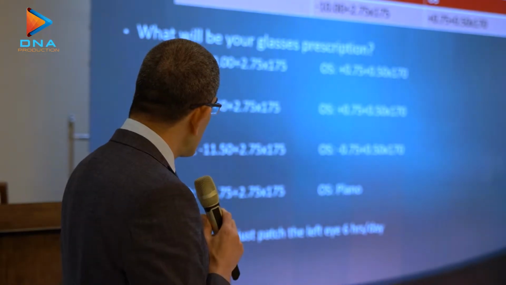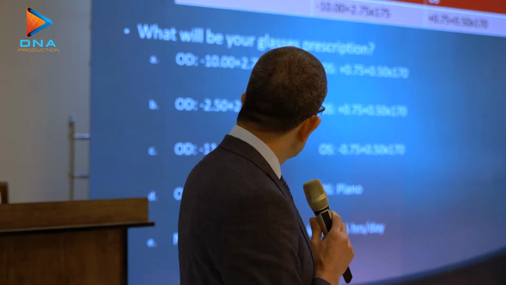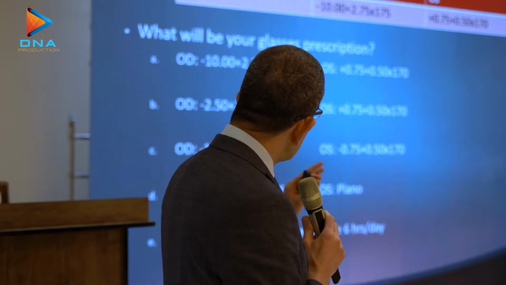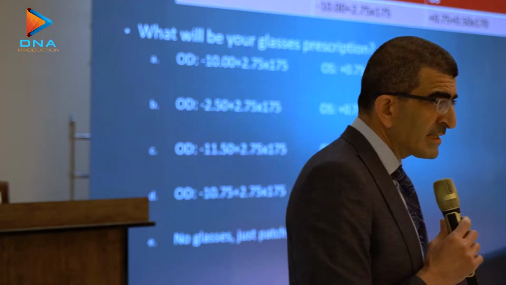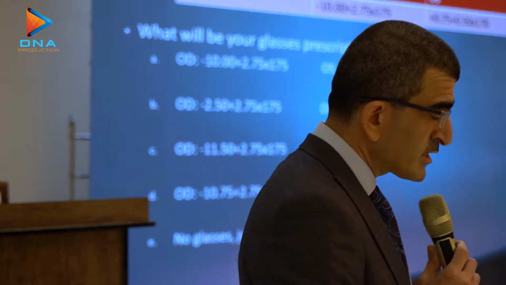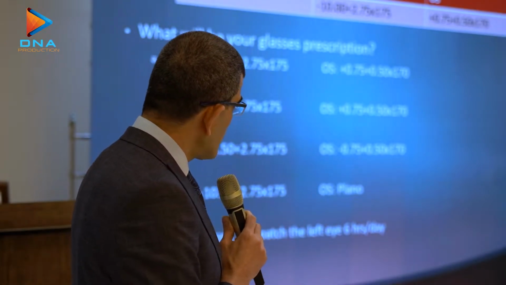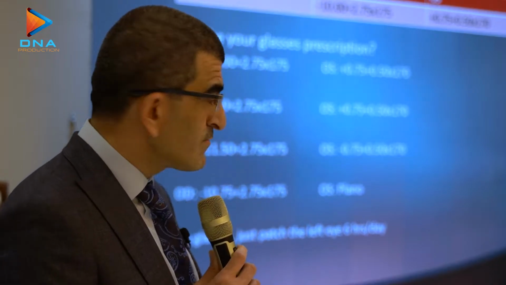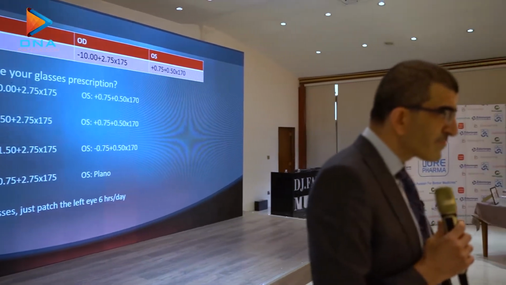Are you going to give the full cycloplegic refraction in choice A? Are you going to subtract from the right prescription to minimize anisometropia? Are you going to over minus both eyes? Are you going to give plano for the left eye and full correction on the right eye? Or are you going to go with no glasses and just consider patching at this time?